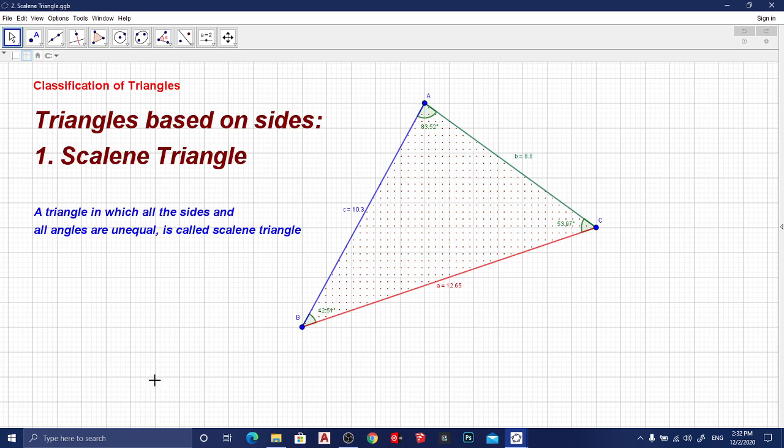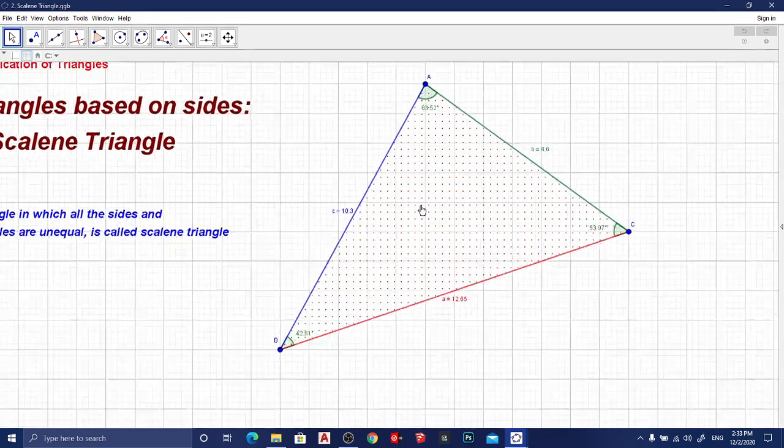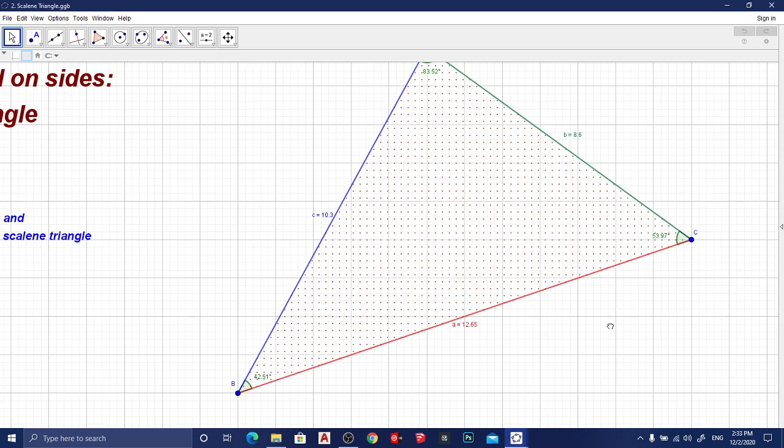A triangle in which all the sides and all the angles are unequal is called a scalene triangle. If you take any side, all are different from each other. All the sides are different from each other. All the angles are different from each other. So this type of triangle is called a scalene triangle.